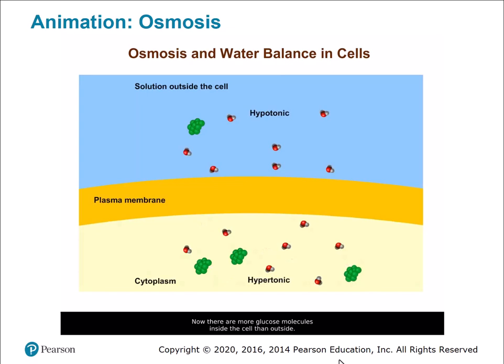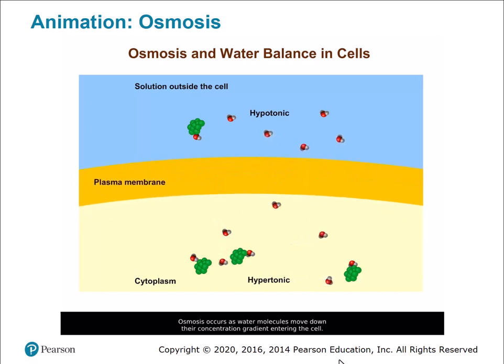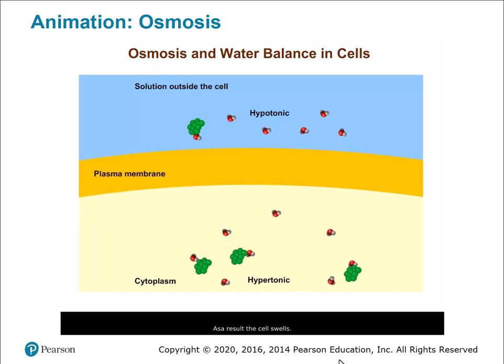Now there are more glucose molecules inside the cell than outside. This cell is in a hypotonic solution. The solute molecules attract water molecules, so fewer water molecules are free to diffuse across the membrane. In a hypotonic solution, the concentration of free water molecules is higher on the outside of the cell than the inside. Osmosis occurs as water molecules move down their concentration gradient, entering the cell. As a result, the cell swells.